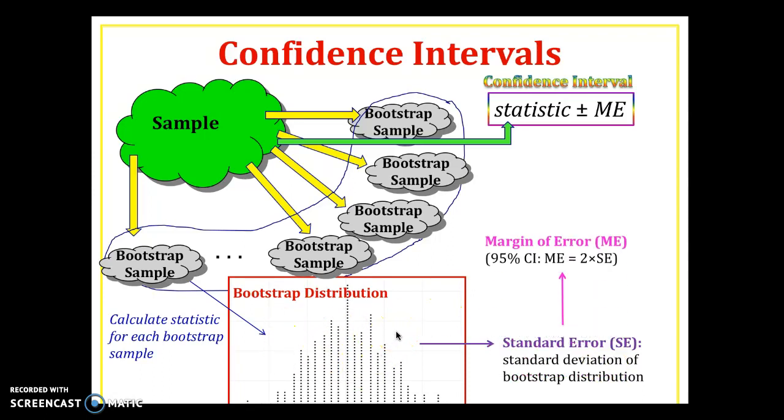And from there, we can then compute a margin of error. 2 times the standard error will be the margin of error. And then we're going to add and subtract that to the original sample statistic to get our confidence interval, our bootstrap confidence interval.